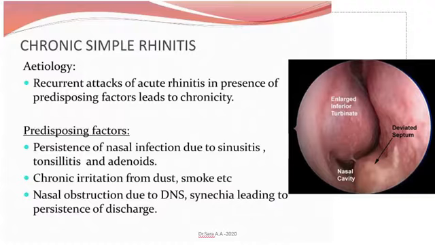The chronic simple rhinitis, this picture we want to show you, is the endoscopic view of the nasal mucosa and nasal turbinate. Recurrent attacks of acute rhinitis in the presence of predisposing factors lead to chronicity. Which predisposing factors? We mean persistence of nasal infection due to sinusitis, tonsillitis, and adenoids, chronic irritation from dust, smoke, and others, and nasal obstruction due to DNS leading to persistent discharge.